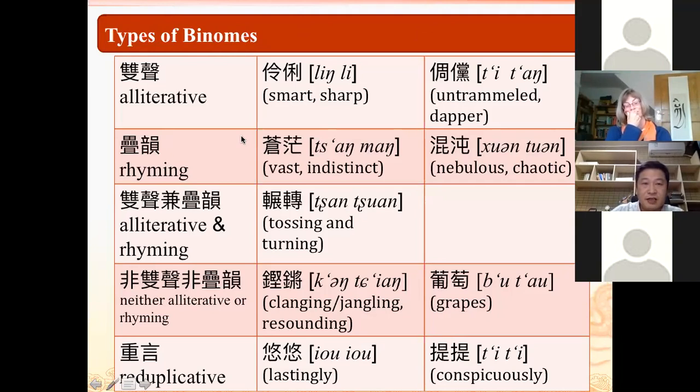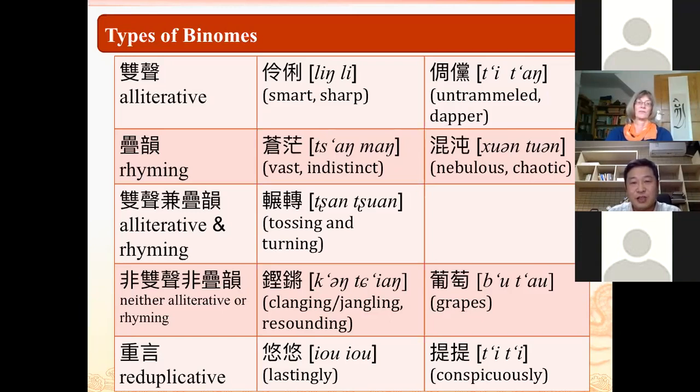The binoms in early Chinese, we have different types, various types. For example, we have alliterative binoms and rhyming binoms, and alliterative and rhyming binoms, or neither alliterative nor rhyming binoms, and reduplicative. For example, alliterative binoms, like the term 伶俐 in modern Chinese, still in use in modern Chinese. This is a very old term, which means smart and sharp.